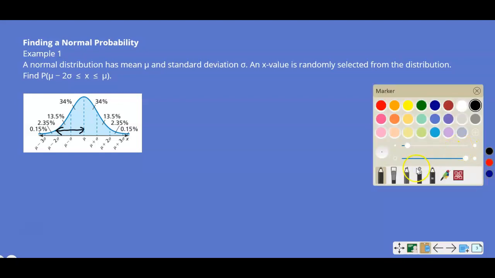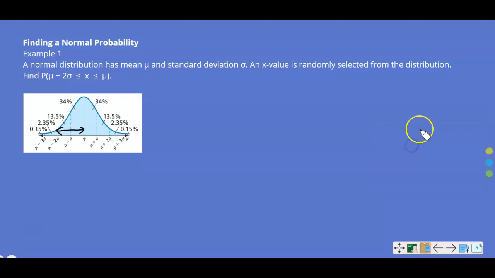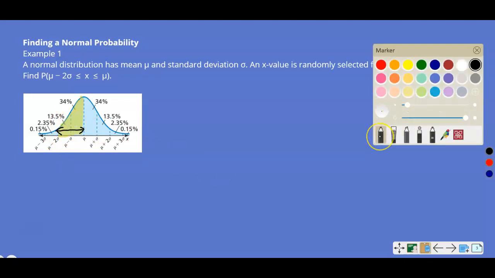All right, let me see if I can highlight that area. So this is the part of the normal distribution curve that we're looking at. We're going to do everything between the mean minus 2 standard deviations up to the mean. All right, so that's just two different ways to look at it. First, I drew the arrow here from the mean minus 2 standard deviations up to the mean. So what we would need to do is find those percentages.